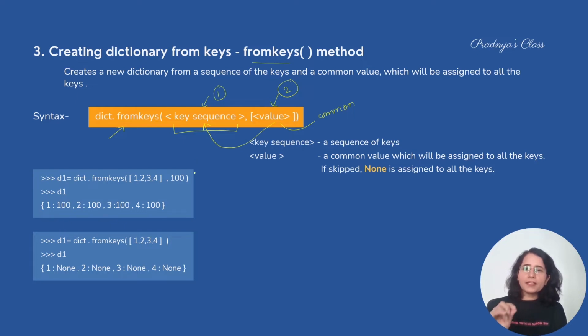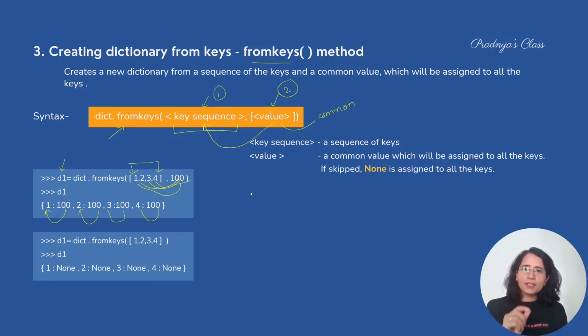We can understand this easily with an example. So let's consider one simple example. We are creating here one dictionary D1, and here is the key sequence. There are a total of 4 keys and the value I have mentioned is 100. So this value 100 will be assigned to all the keys which are mentioned in the key sequence. Let's check the output. You can see here the value of key 1 is 100. The value of key 2 is also 100. Similarly for 3 and 4 also the value is 100.